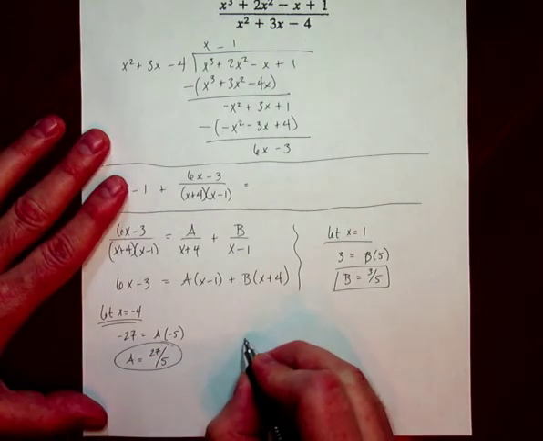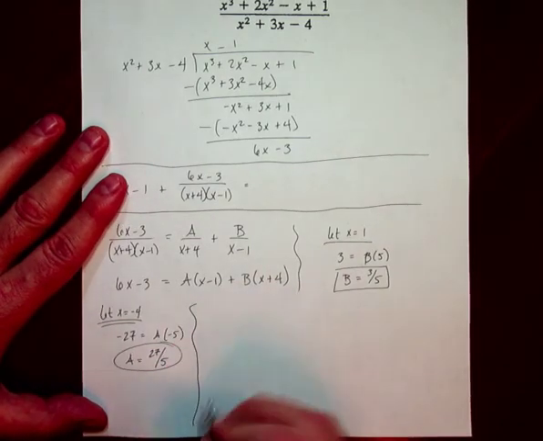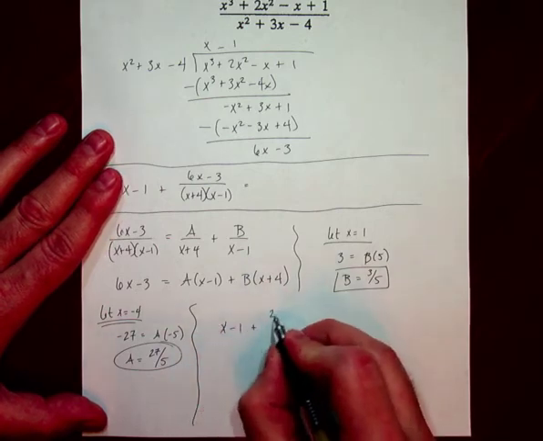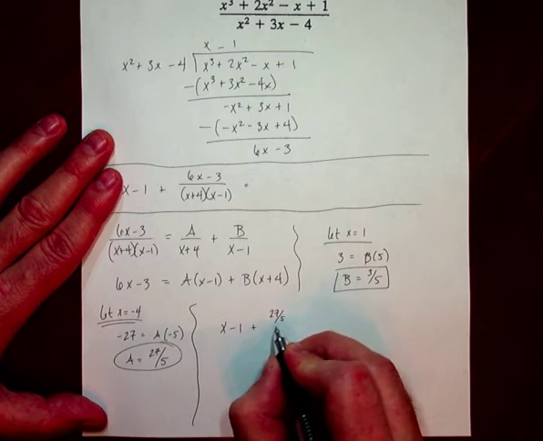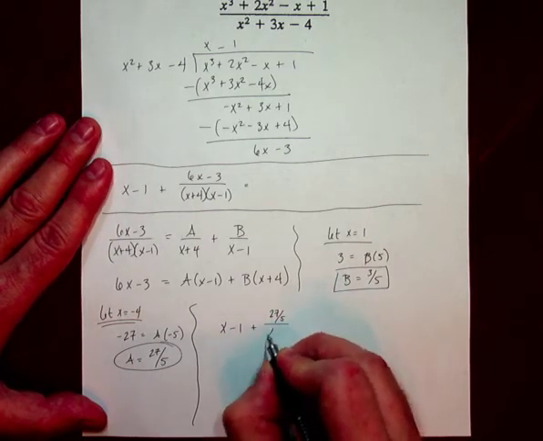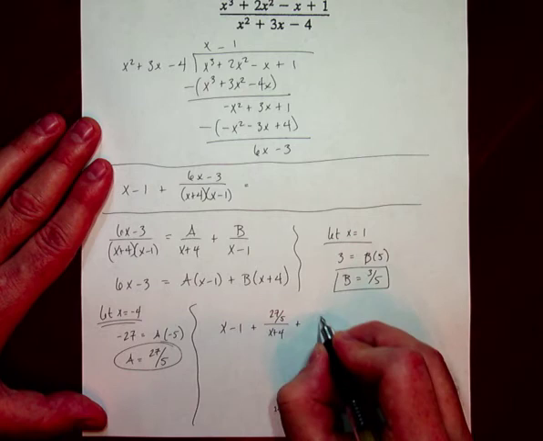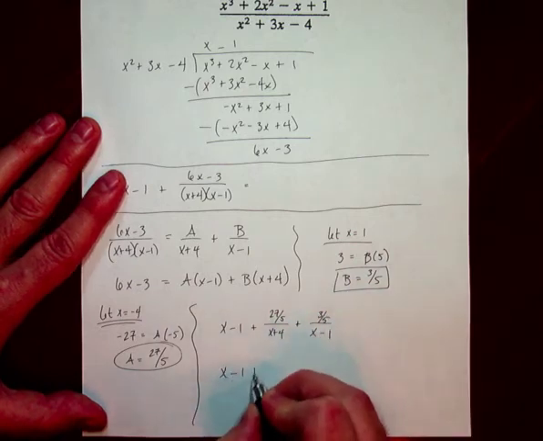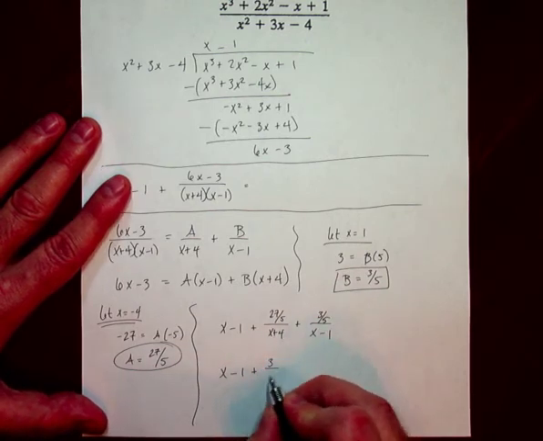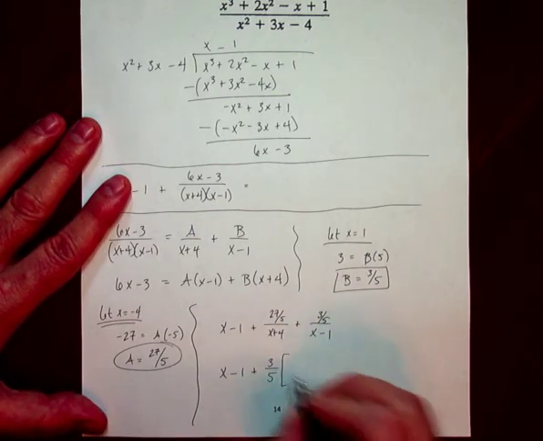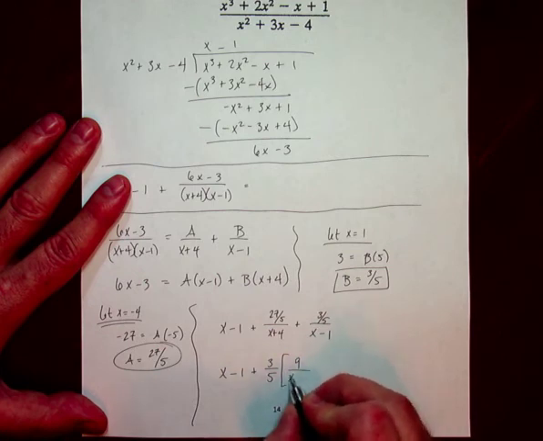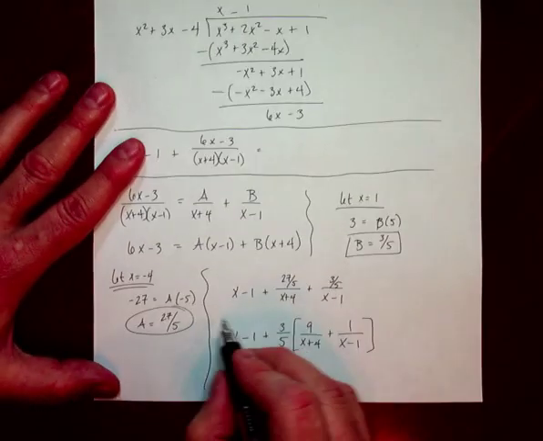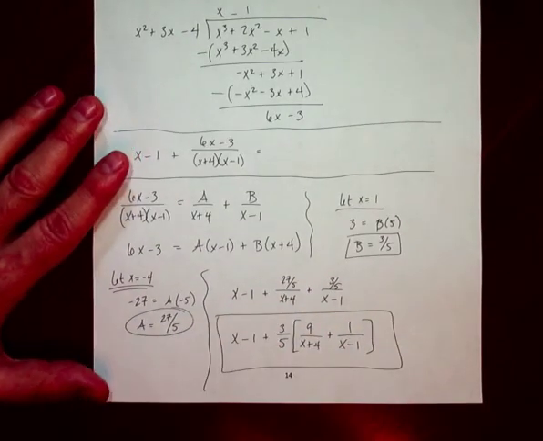So what we have here is x minus 1 plus 27/5 over x plus 4, and then plus 3/5 over x minus 1. But we usually want to get rid of those fractions, so we'll pull the 3/5 out and just leave it as 9 over x plus 4 plus 1 over x minus 1, and this is our decomposition.